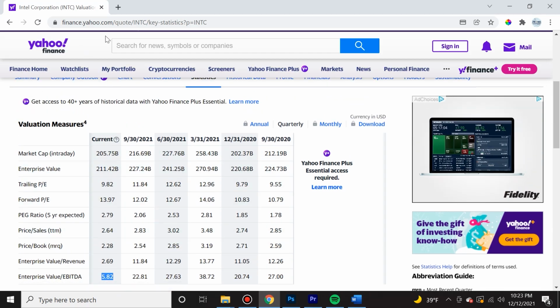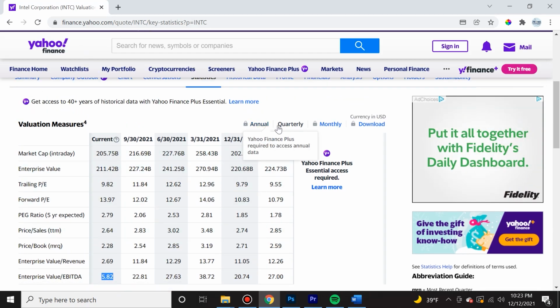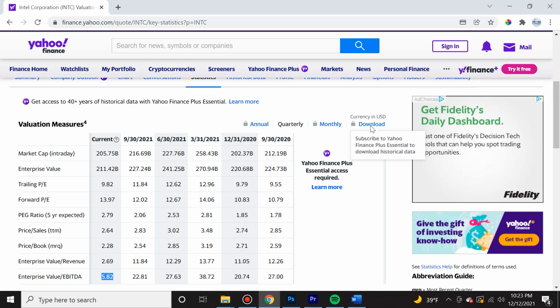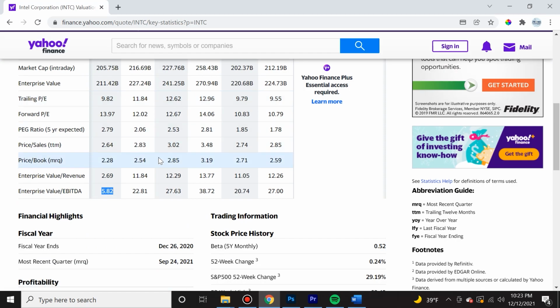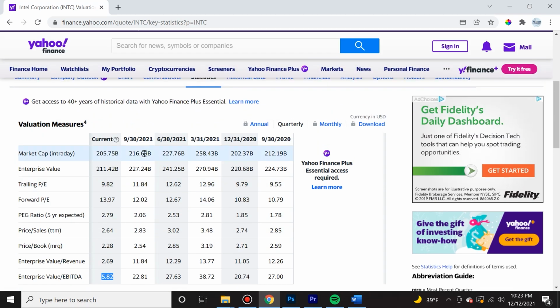Remember, if you like the Yahoo Finance platform, you can always go ahead and purchase a membership to it, then you'll unlock all these monthlies, annuals. I'm not including any affiliate links. I just want you guys to have an easy time doing fundamental analysis.